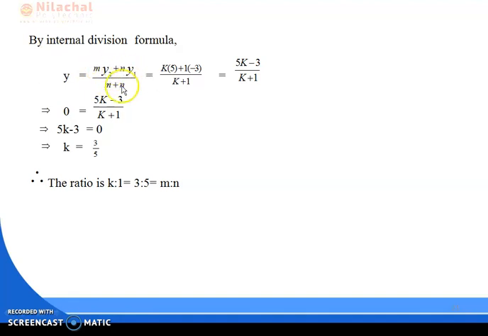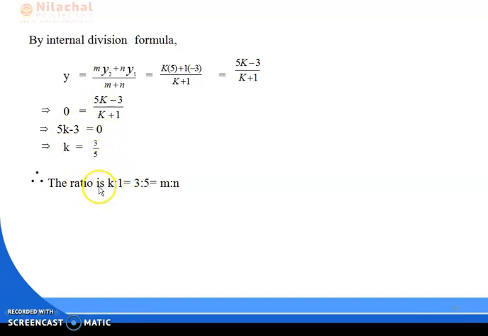(m y2 plus n y1) by (m plus n) is the y coordinate. We know that the P point y coordinate is 0, and instead of m put k, instead of y2 put 5, instead of n put 1, instead of y1 put -3. We know that m plus n means k plus 1. Here k plus 1 is the divisor, so the other side should be multiplied with 0. Then what do we get now? 5k minus 3 equals 0, k equals 3 by 5.